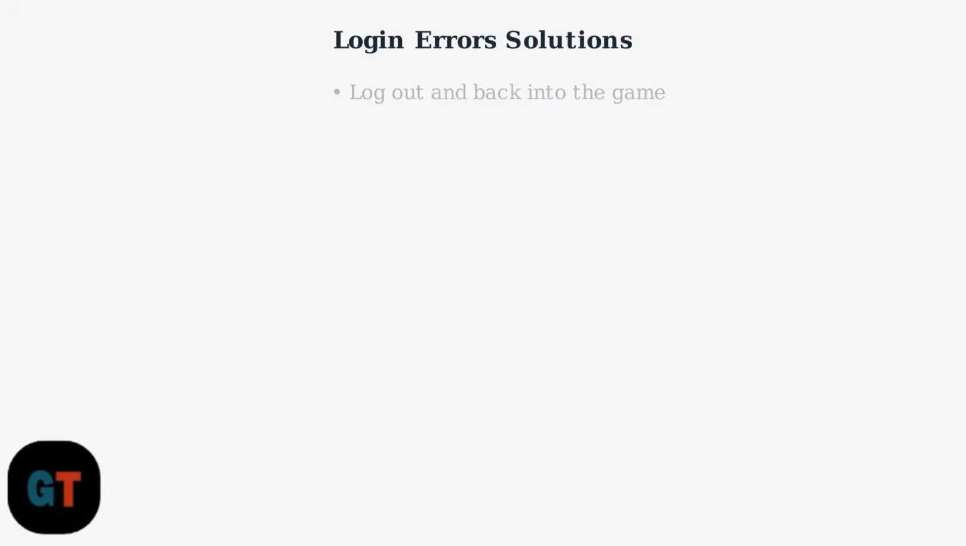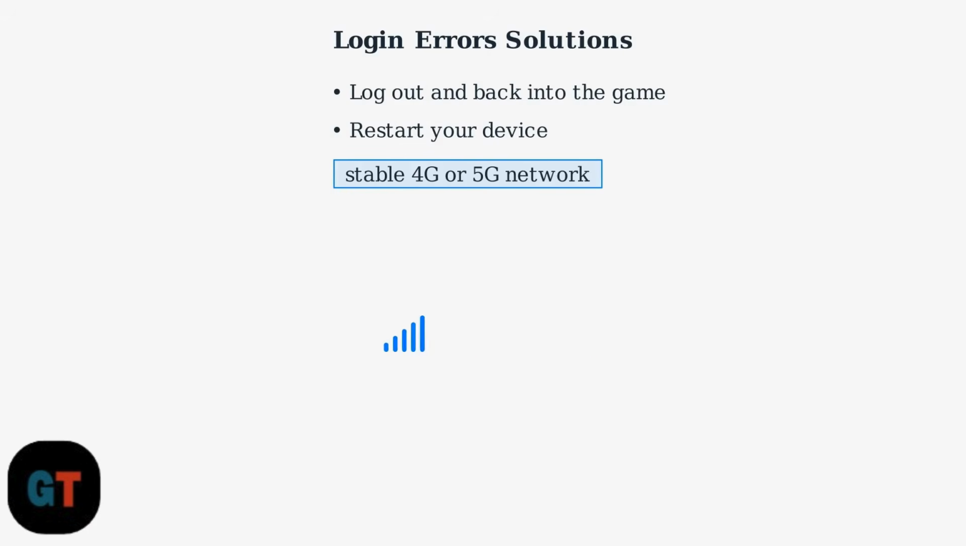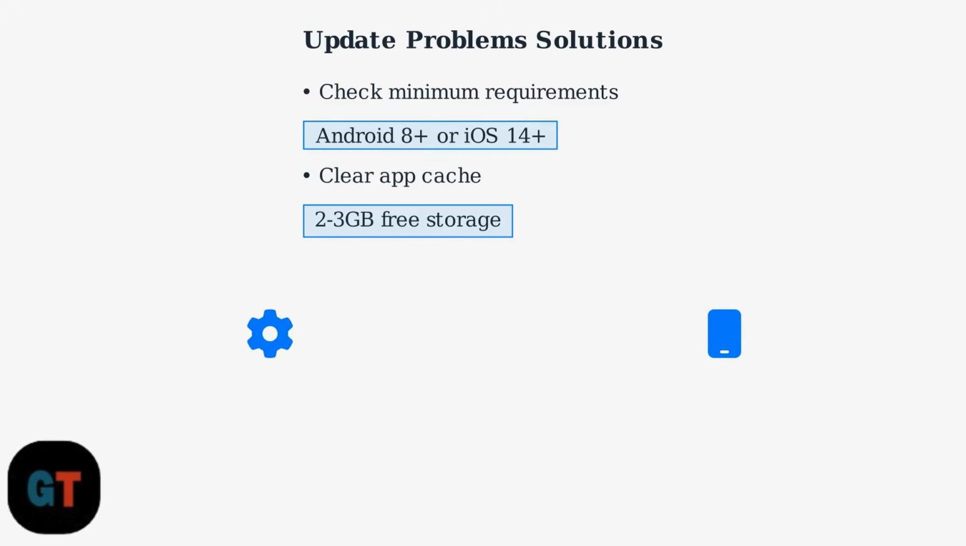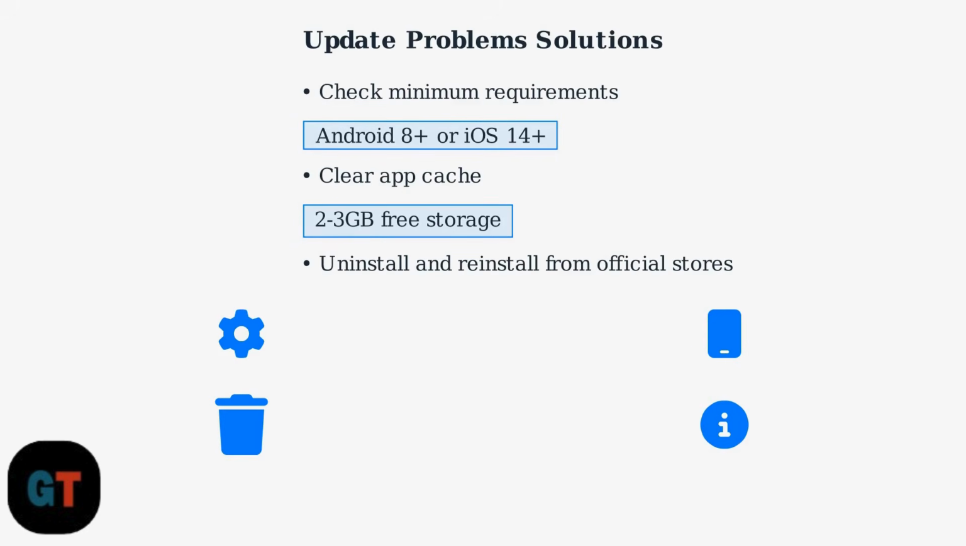To resolve login errors in FC Mobile 26, begin by logging out and back into the game or restarting your device. Ensure a stable 4G or 5G network connection, or consider using a VPN to bypass regional restrictions. For update problems, verify that your device meets the minimum requirements, such as Android 8 Plus or iOS 14 Plus. Clear the app cache and ensure sufficient free storage of 2 to 3 gigabytes.